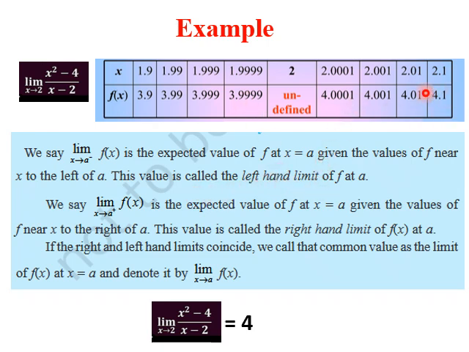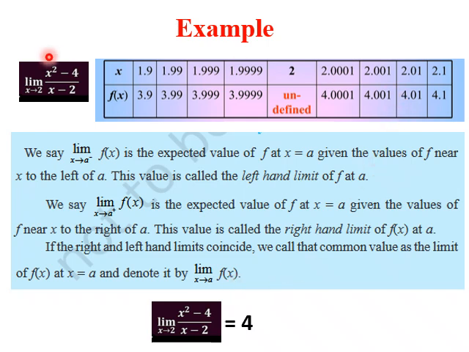Similarly, when we are approaching from the right hand side, we write limit of f of x where x tending towards a plus. It means we are approaching a from the positive or the right hand side of a. So this is called the right hand limit of f of x. Now it is important that the limit should exist if the right hand and left hand limit coincide. We call that the limit of f of x at x equal to a, denoted by this.